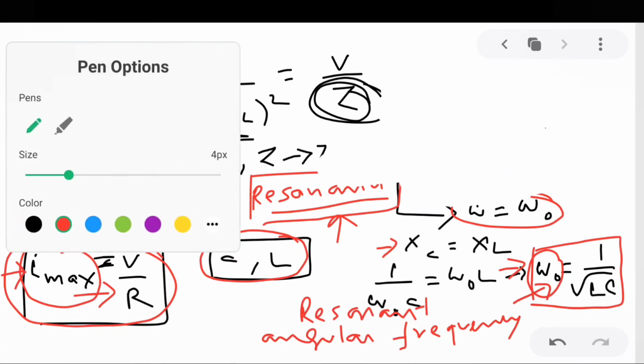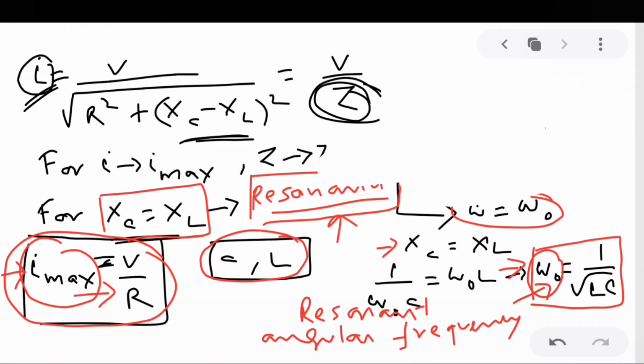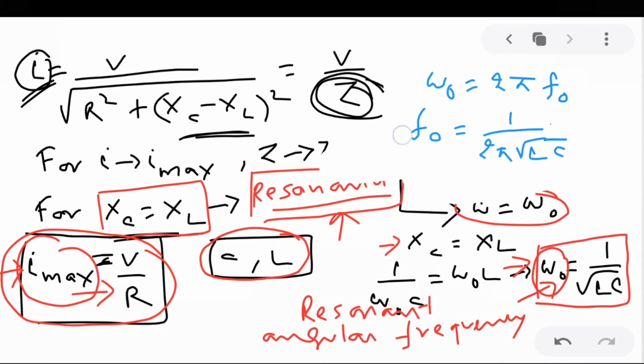Now how about the expression for frequency? Because omega naught is equal to twice pi times the frequency f naught, this f naught will become 1 by twice pi square root of LC. Now this frequency is called the resonant frequency.